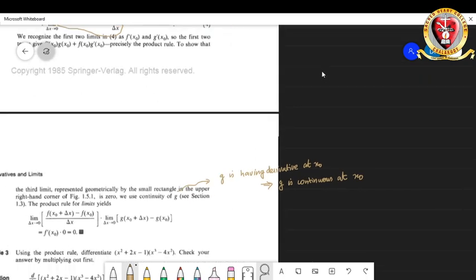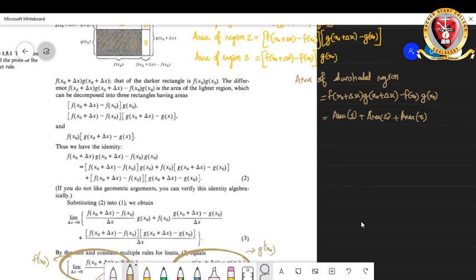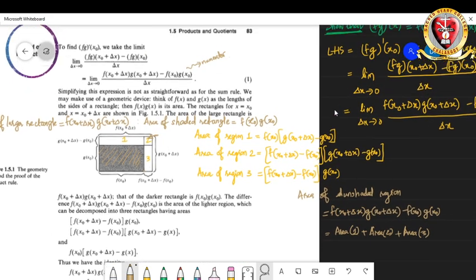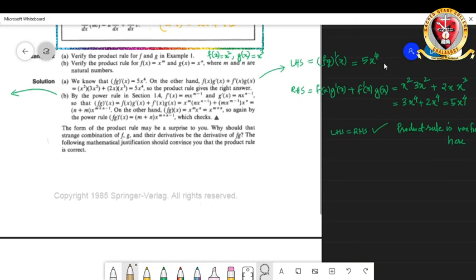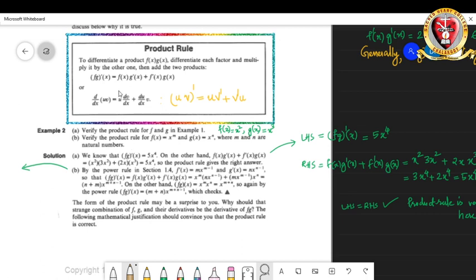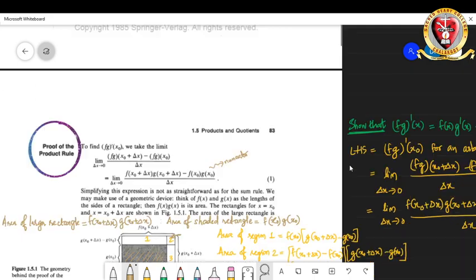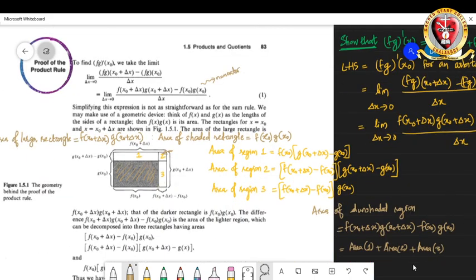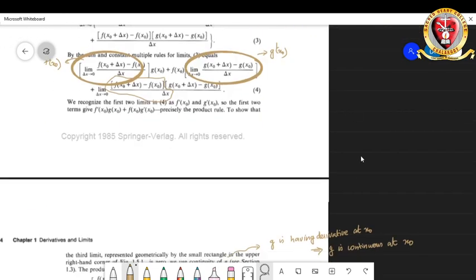So finally what we obtain is that the product rule is officially proved. That is, whenever you have two functions f and g, then fg the whole dash of x is equal to f of x into g dash of x plus f dash of x into g of x. This is a very fundamental and important rule which you have to keep in mind while dealing with differentiation and working out problems related to it.